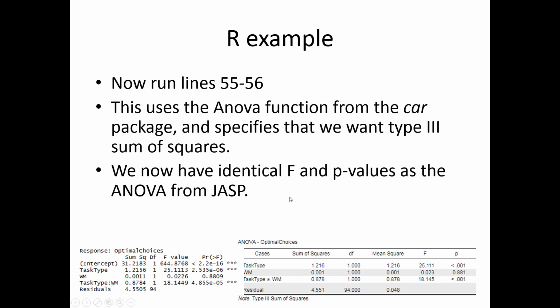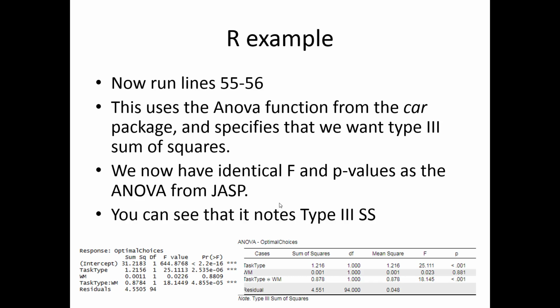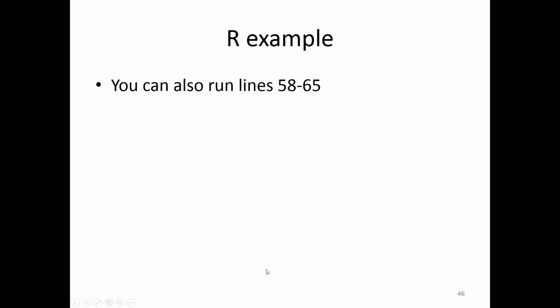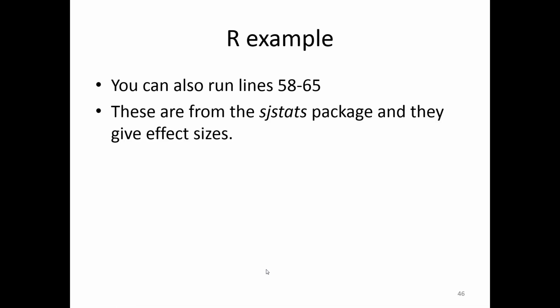So this really shows what is going on and what SPSS is doing when it runs everything as a regression and then spits it back out in an ANOVA format. It does that by running a type 3 sum of squares that uses Helmert contrast coding. And you can see that it notes in JASP down here, this is a type 3 sum of squares.